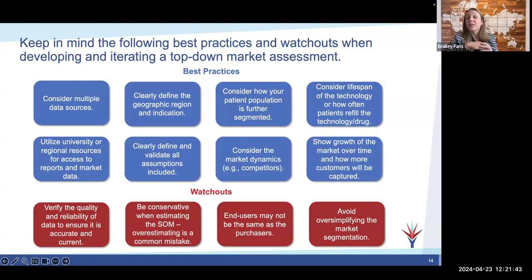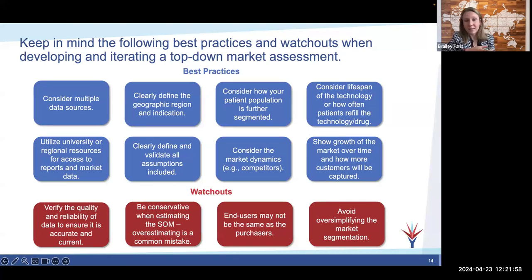It's important to clearly define the geographic region and indication that you are sizing the market for. For example, in our DryAway case study, the team estimated the market size for the US since that was the first geographic market that they would be entering.